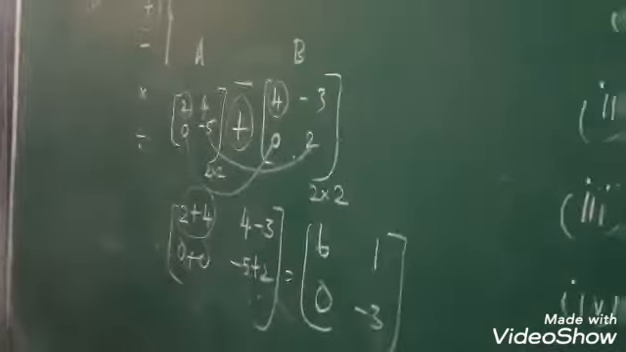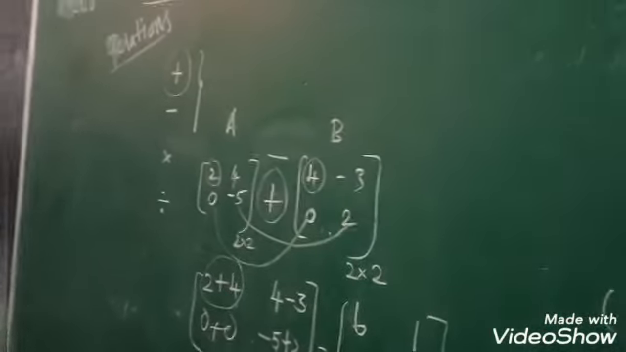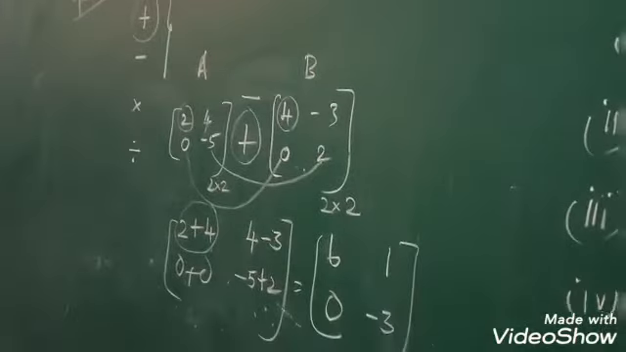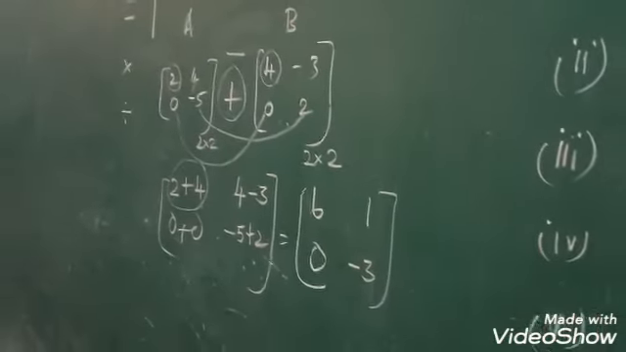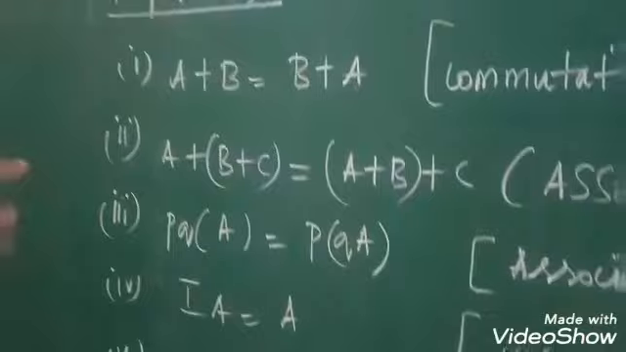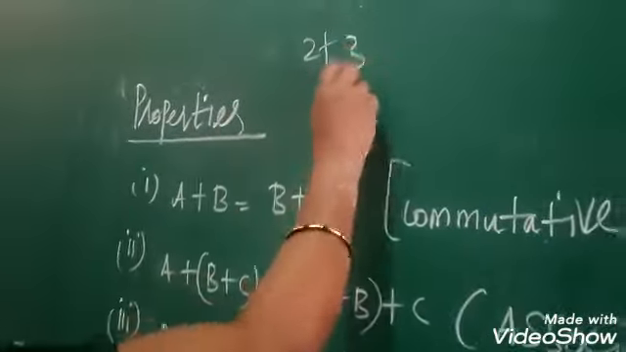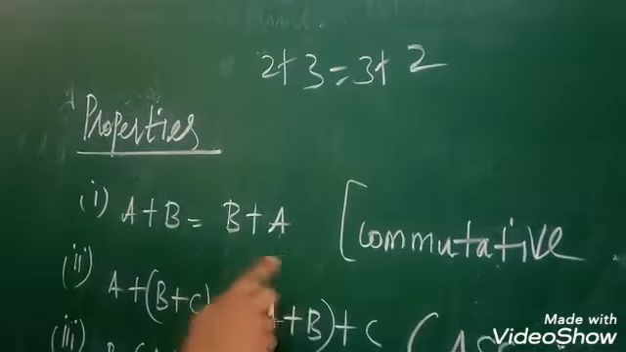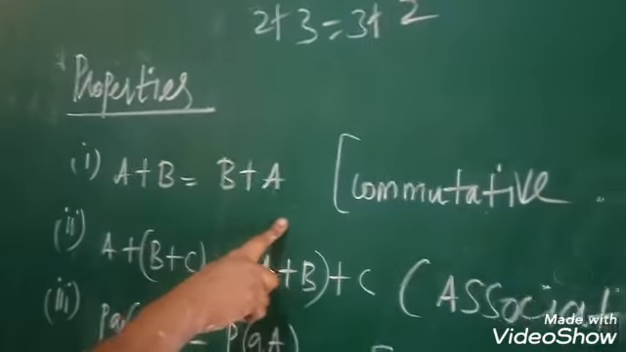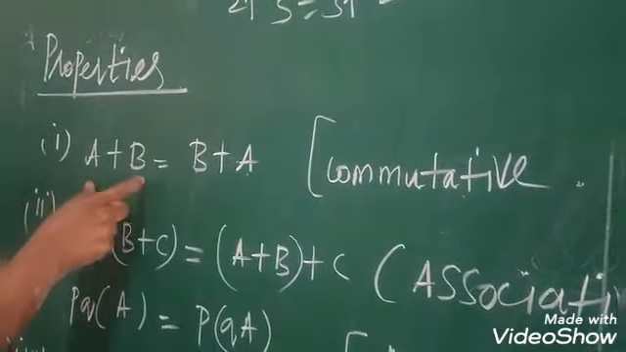Okay girls. In matrices, we want to know the properties of matrix addition. See the properties of addition. These you already studied. Suppose 2 plus 3 or 3 plus 2. This is called the commutative property. Okay girls, commutative property. 2 matrices.